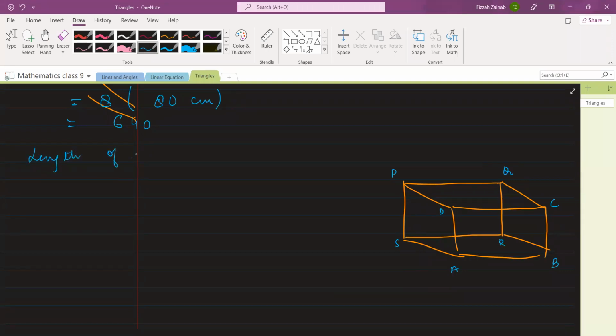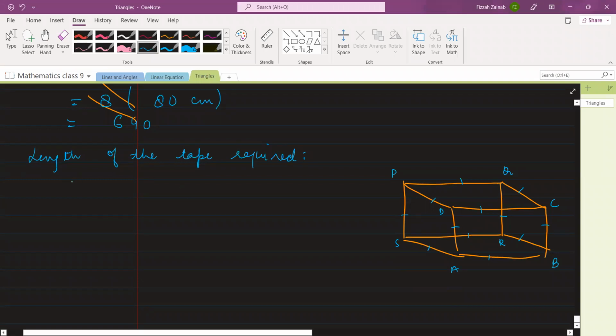So length of the tape required. There are how many sides? 1, 2, 3, 4, right? Then 5, 6, 7, 8. Sorry, 4 and 4, 8. Then 9, 10, and 11, 12. So there have to be 12 edges here. So one by one, let us write. AB plus BC plus CD plus AD. Is that okay?